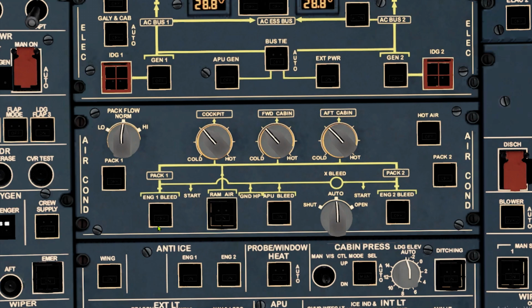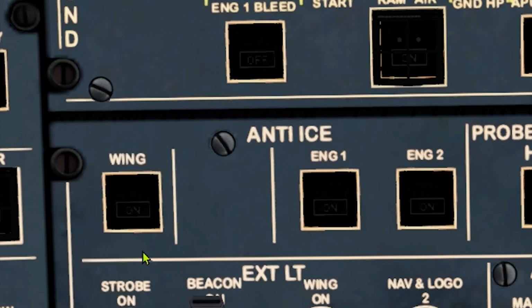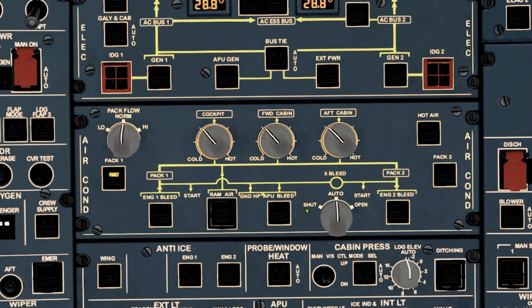Engine 1 bleed off, engine 2 bleed off. Remember that wing anti-ice is not available. Okay, so what are the steps if APU bleed is not available? Well, turn off the APU bleed.